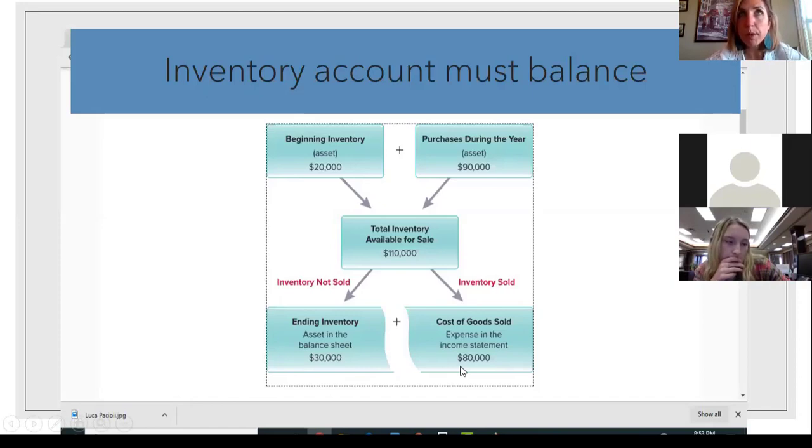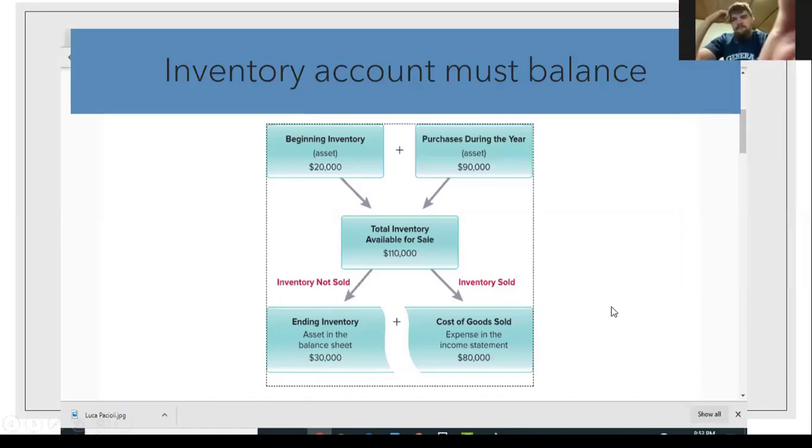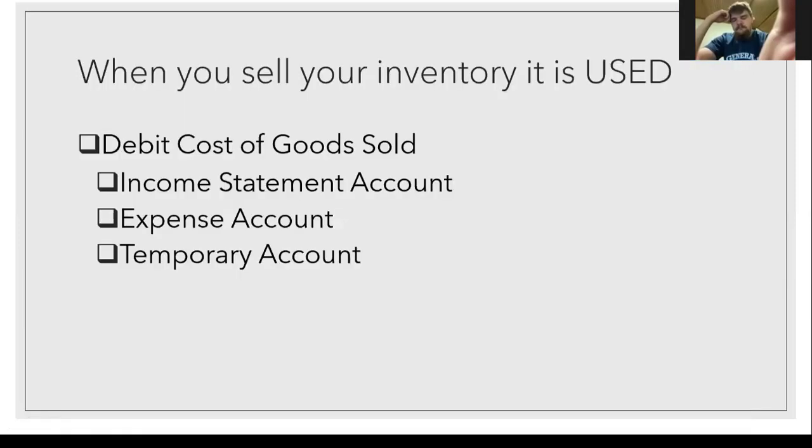So remember, whenever you used supplies, you debited supplies expense. When you used rent, you debited rent expense. When you used your equipment, you debited depreciation expense. So this time, when you sell your inventory, you are going to debit cost of goods sold. That's what the next slide talks about, is the characteristics of your cost of goods sold account. So it says, when you sell your inventory, it means your inventory has been used.